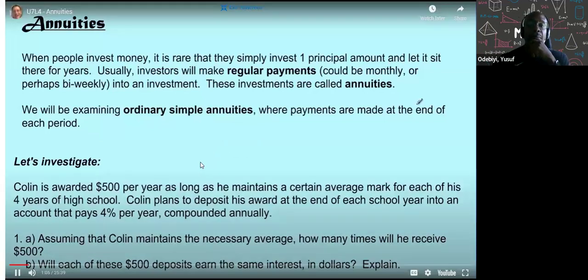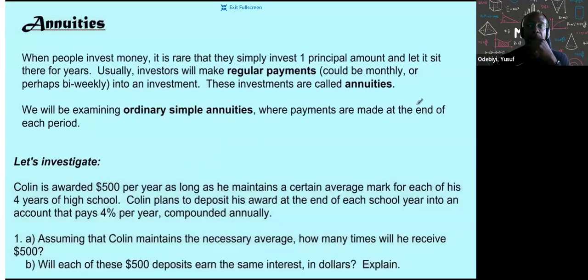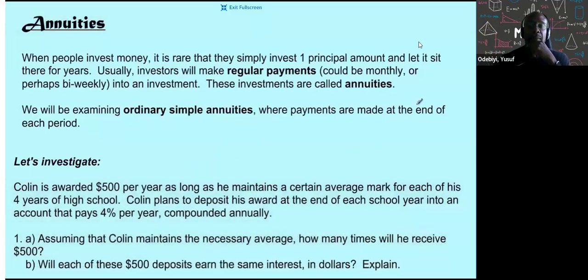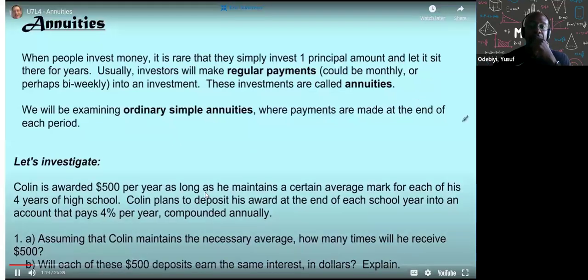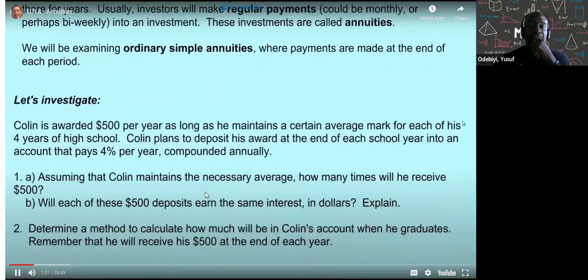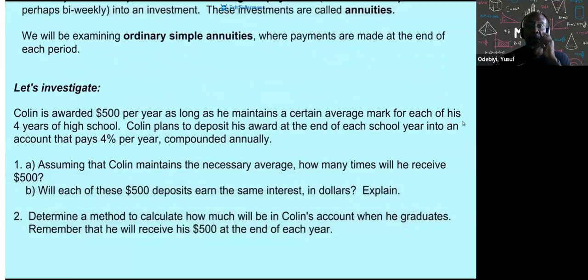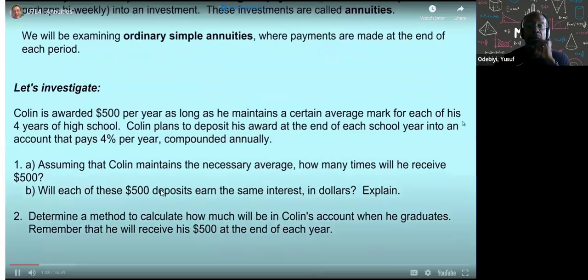In this course, we're going to be examining something called ordinary simple annuities, where we make payments at the end of each compounding period. If we compound 12 times a year, then we're going to be making 12 payments per year. Here's a question we're going to investigate first. Colin is awarded $500 per year as long as he maintains a certain average mark for each of his 4 years of high school. He plans to deposit this award at the end of each school year into an account that pays 4% per year compounded annually.